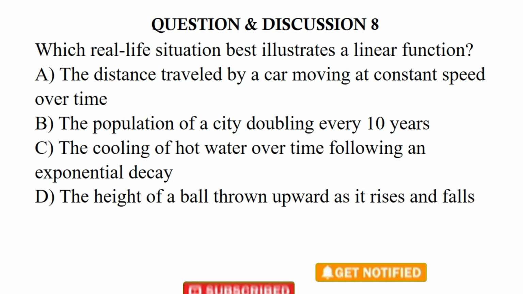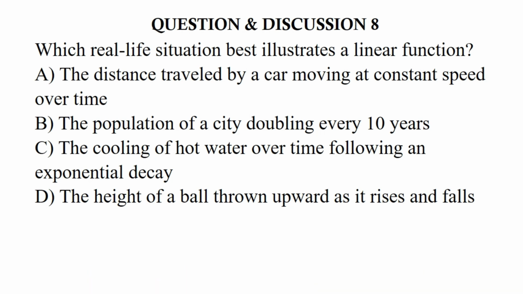A linear function describes a situation where change happens at a constant rate, producing a straight-line relationship between two variables. In daily life, this occurs when one quantity increases or decreases steadily with another. For instance, if a car moves at a fixed speed, the distance it covers increases evenly with time, meaning equal time intervals add equal amounts of distance. This constant rate of change is the key property of linear functions.